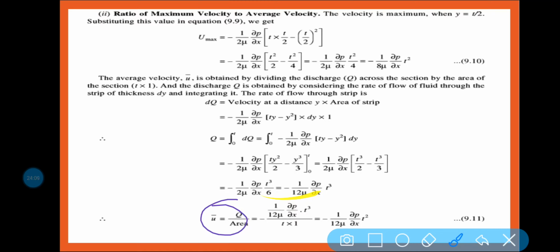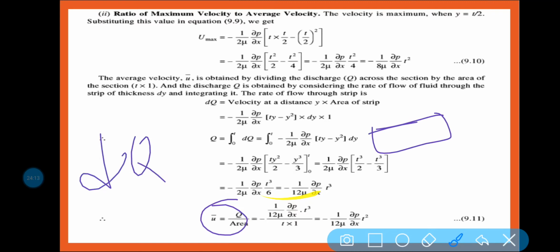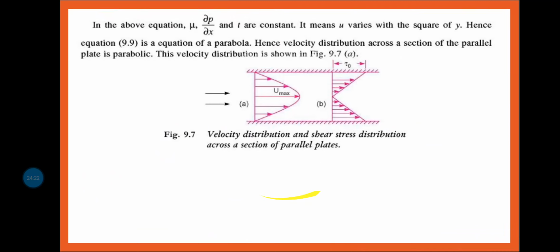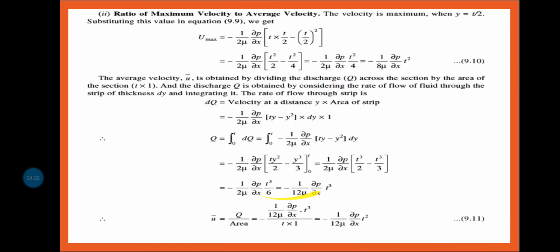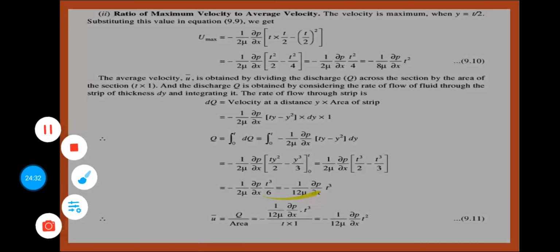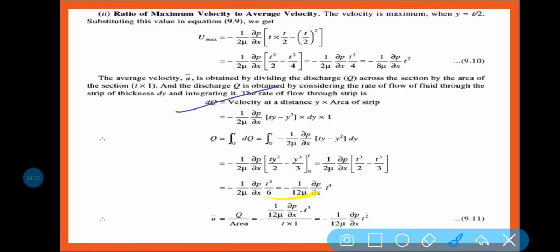Discharge: if I am considering a small element, a small area, then dq is the small discharge. To find it, we take the velocity at a distance y into the area of the strip. In this diagram, I am taking a strip at a distance y, and we need to find the discharge through it. So, velocity at a distance y.